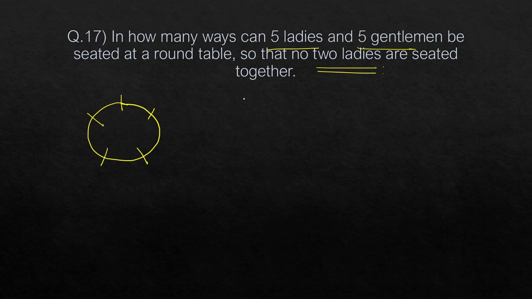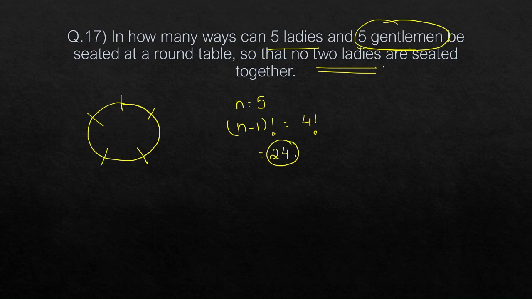Now the general formula says n factorial, right, for the linear arrangement. But in the circular case, it is n minus 1. N here is equal to 5. We have 5 gentlemen. Right now we are focusing on just the gentleman case. So the formula will be n minus 1 factorial, which means 5 minus 1, that is 4. Then 4 factorial, which will be 24. So this will be the number of arrangements in which we can arrange the 5 gentlemen.